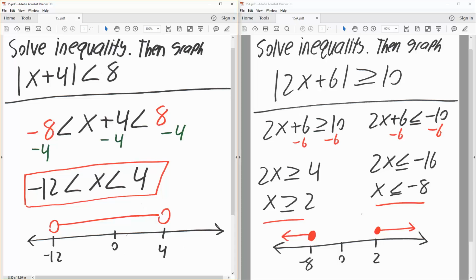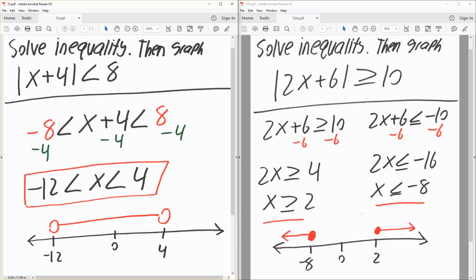So negative 12 is here, 4 is here, and x is going to be between them. X is not going to include negative 12 or 4 because it's not saying x is less than or equal to or greater than or equal to. That's why we have an open circle. So it includes everything but negative 12 and 4 in this region right here. And so this is the first question.